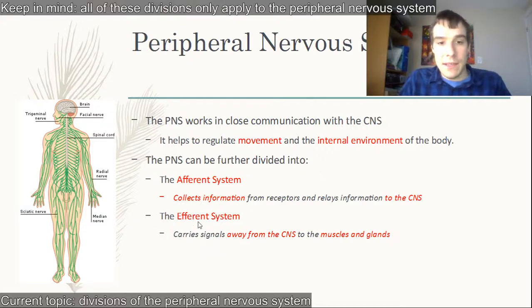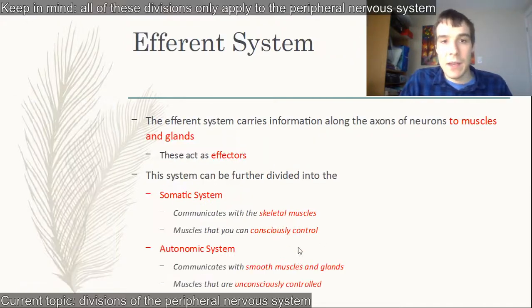The efferent system carries it away. Afferent system brings it in. Effect, affect. So afferent is in, efferent is out. You can think about it maybe as A comes before E, so the signal into the brain comes before the brain's decision for what to do with that signal. That's another way that people think about it.